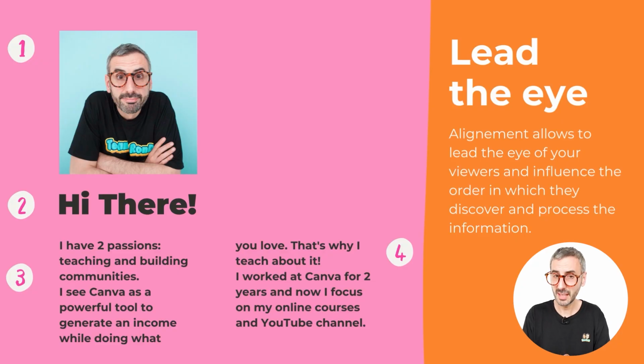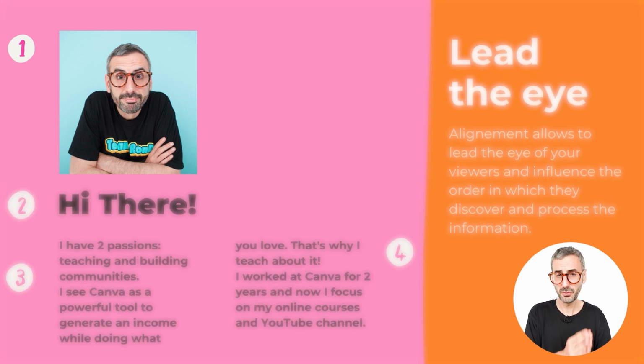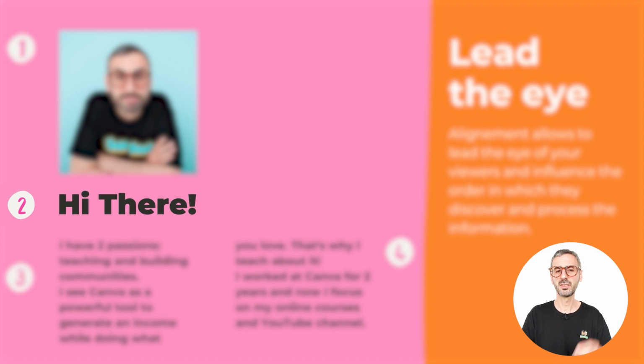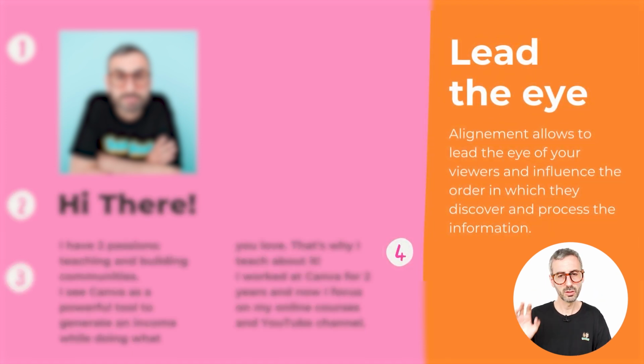So if we look at this slide right here, you see a photo of myself, a headline, and then 2 columns of text. And I would say that the natural way of looking at this page is to first focus on the photo, then read the headlines, then read the first column, and then move on to the second column on the right. So this is kind of like the traditional way of reading this page.